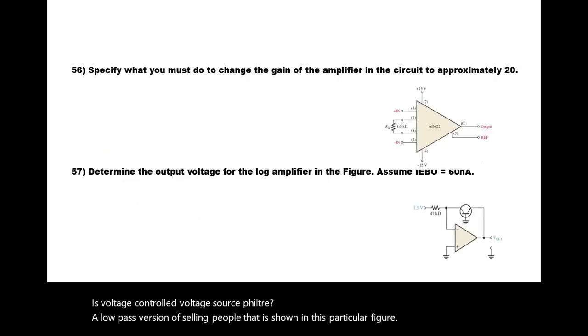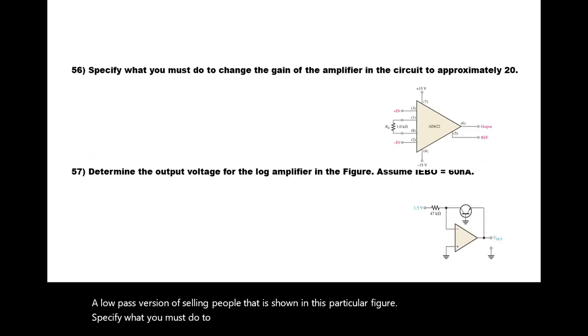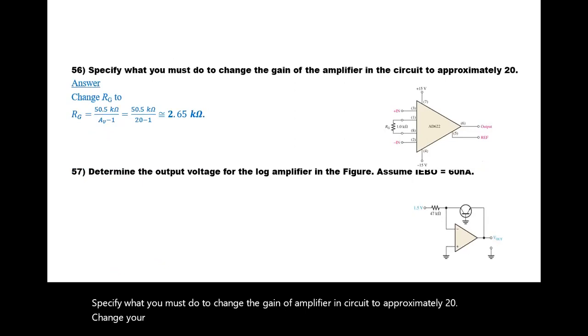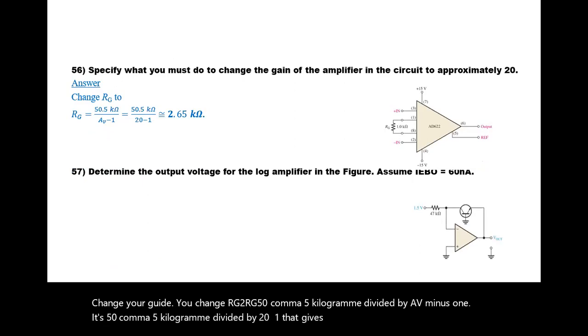Specify what you must do to change the gain of the amplifier in the circuit to approximately 20. To change your gain, you change RG. RG is 50.5 kilo ohm divided by AV minus 1. That's 50.5 kilo ohm divided by 20 minus 1. That gives you approximately a value for RG equal to 2.65 kilo ohm.